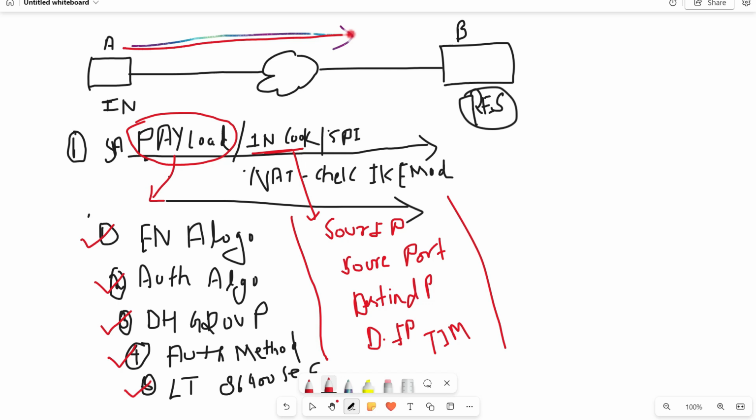Whatever I'm sending in this packet, from initiator to responder, the responder will also reply with the same things: that SA payload, initiator cookie, SPI, NAT-T checks, and other things. So IKE modes, NAT-T checks, SPI. Whatever we are sending from the initiator to the responder side, the same things will also come from the responder side. After this negotiation, they will match both parameters. Once these parameters match, let me remove this.